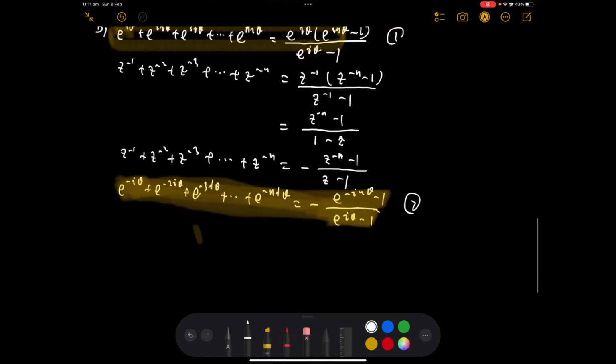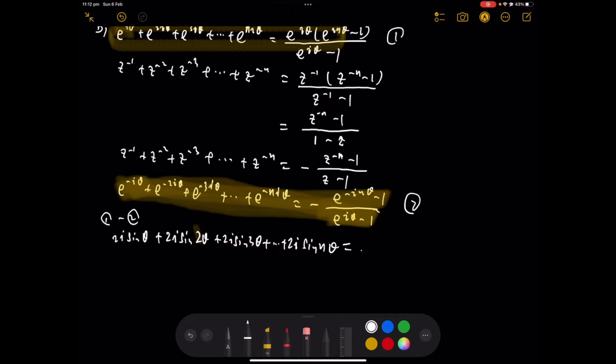So I'm going to do sentence one minus sentence two. So what I have is e^(iθ) minus e^(-iθ), which gives me 2i sin θ, and the same with 2i sin 2θ and 2i sin 3θ, all the way to 2i sin nθ. Right, and then I'm going to subtract my right-hand side.